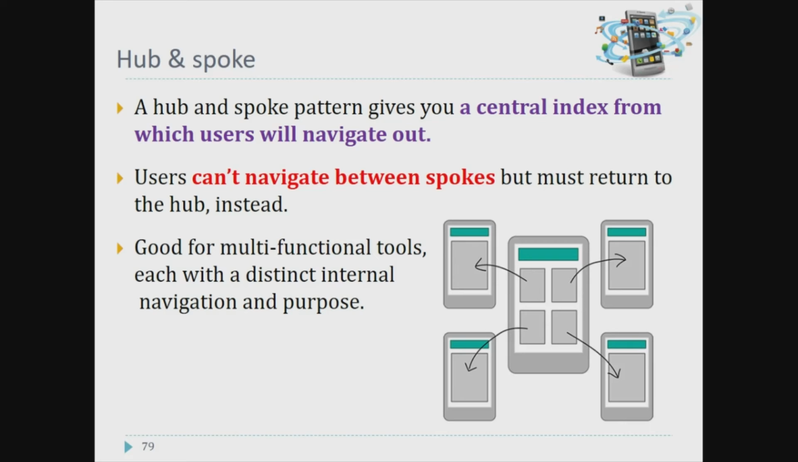So a hub and spoke pattern gives you a central index from which users will navigate out. From the center, it will navigate to another page. Users can't navigate between spokes, but must return to the hub instead. That means after it goes to a page, it must go back to the hub before it can go to another page. Okay, so it's good for multifunctional tools, each with a distinct internal navigation and purpose. So it depends on what type of application you want to create.